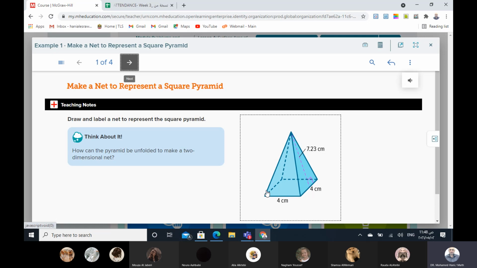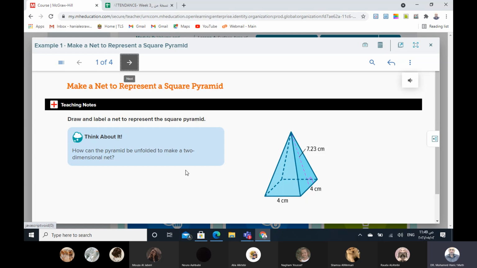And as you see here in the base we have 4 congruent sides, means we have 4 congruent lateral faces. This is a triangle, congruent with the second triangle, congruent with the third triangle, congruent with the fourth triangle. And in the lateral face, the distance between the vertex and the opposite side will be the height. The name of the height here is slant height.